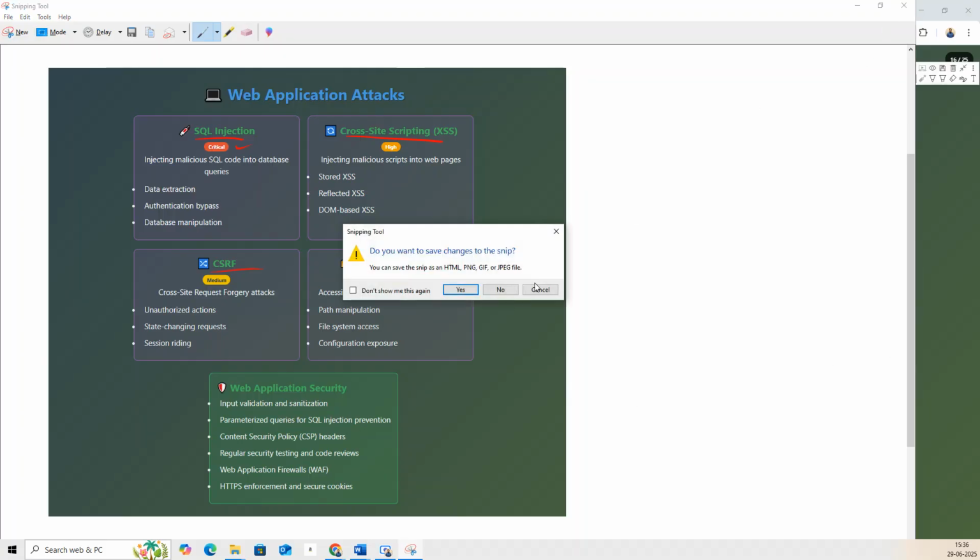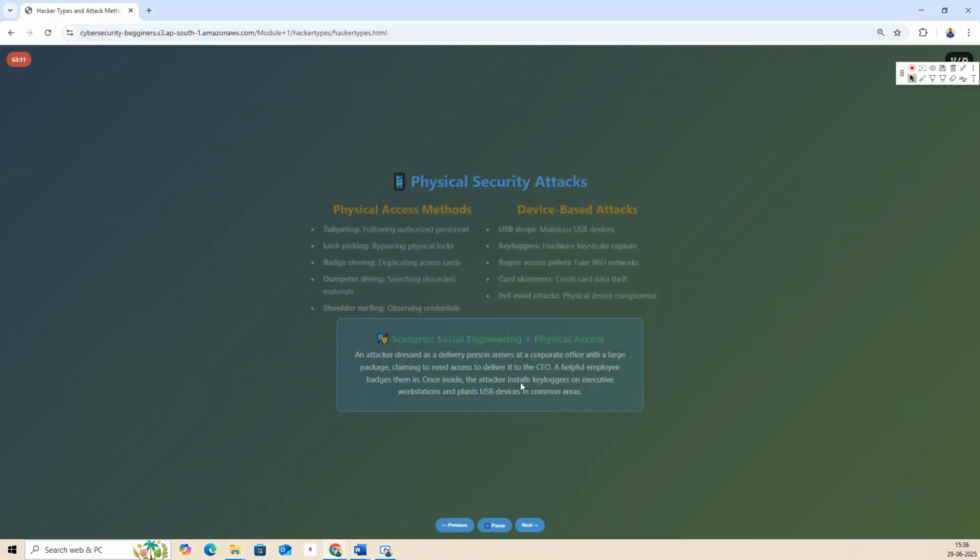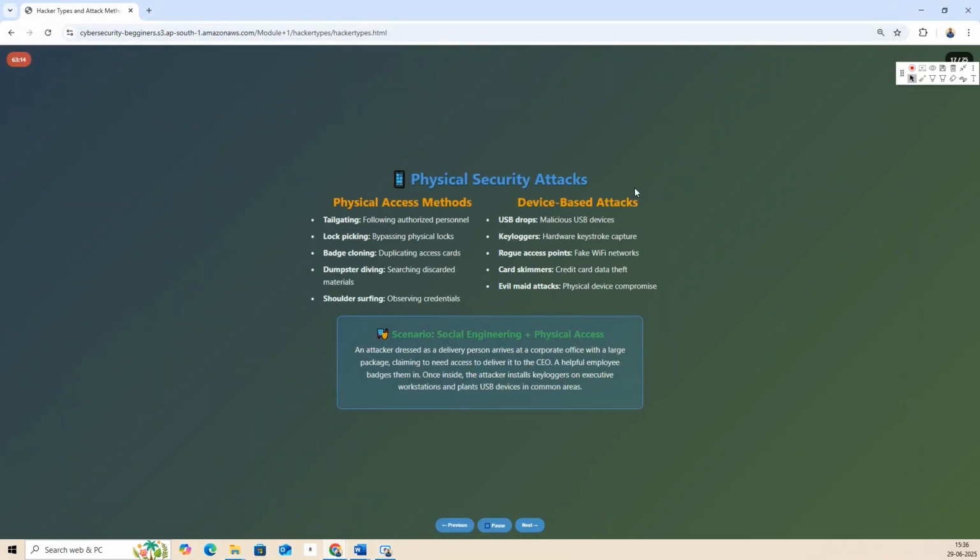Then let's move on to the next section, which is about physical security attacks. Okay, let's bring this back to the physical world again. While everyone's focused on firewalls and antivirus software, attackers are walking through your front door and plugging devices directly into your network.